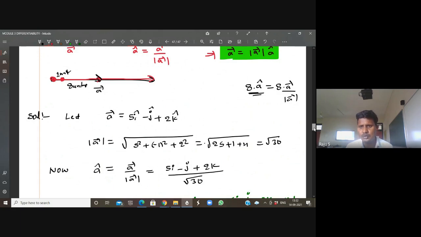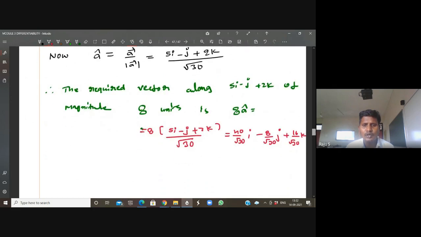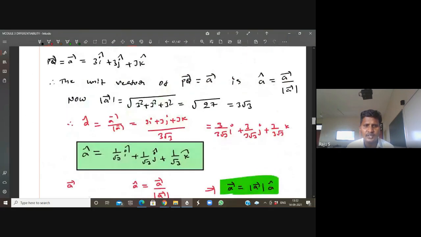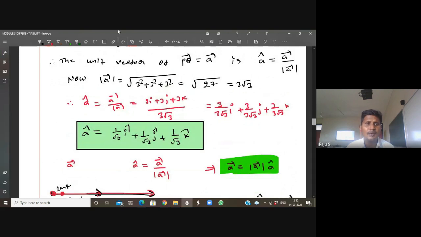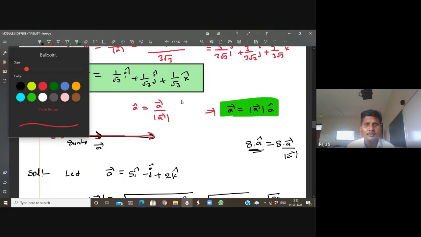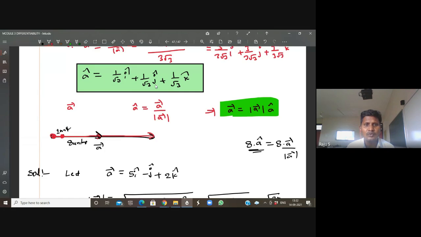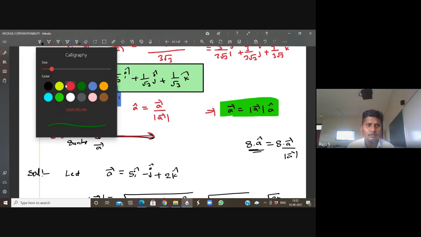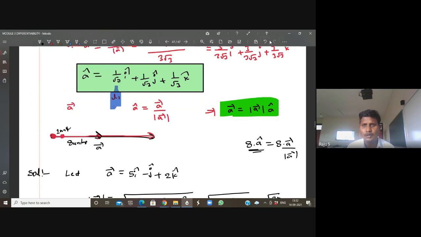And when you change to a unit vector, whatever coefficients you get for i, j, k, those must be l, m, n, the direction cosines. See here in this question, I found 1 by root 3, 1 by root 3. These are the l, m, n. The l value, m value, n value. After changing into a unit vector, after finding the unit vector, the coefficients of i, j, k are the direction cosines.